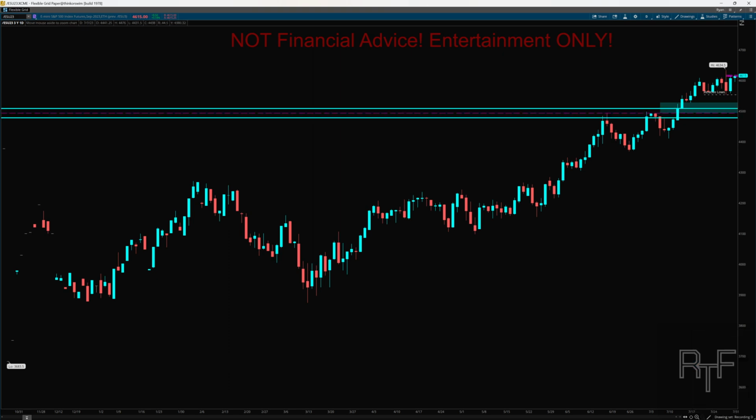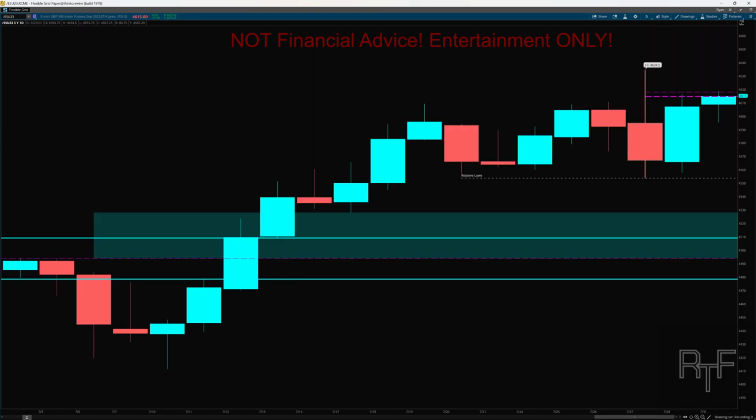Okay, and go over here. So remember, this blue shaded area is going to be that weekly fair value gap, and these two turquoise lines are going to be this daily fair value gap here, which overlaps the weekly fair value gap. The purple dashed line is going to be the middle of that daily fair value gap, and I've extended the lines to the left.